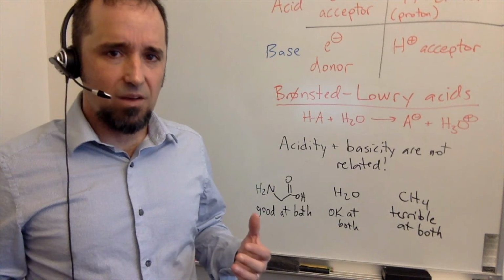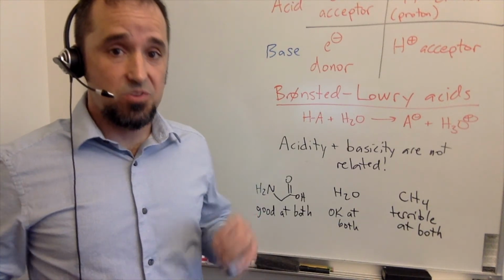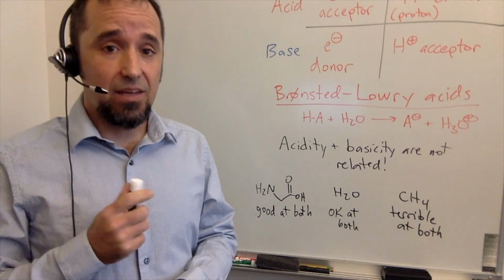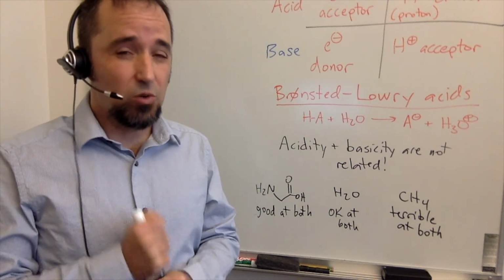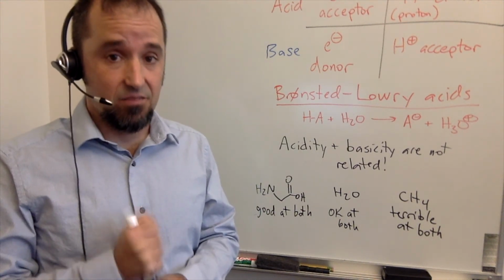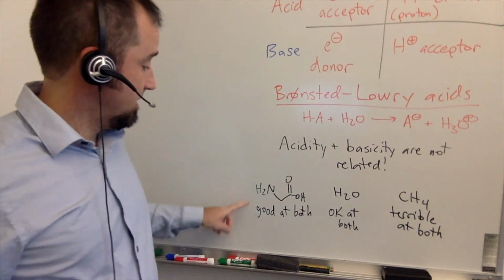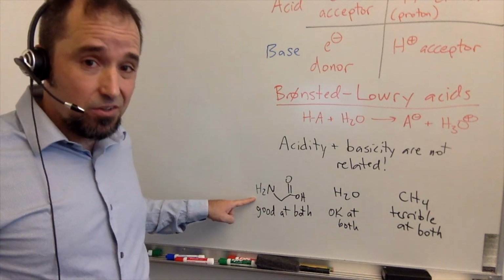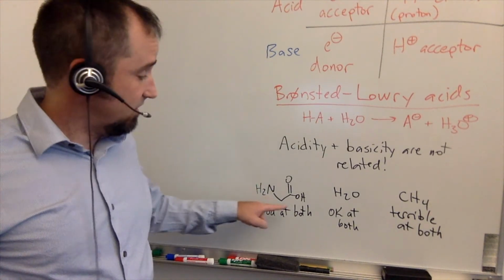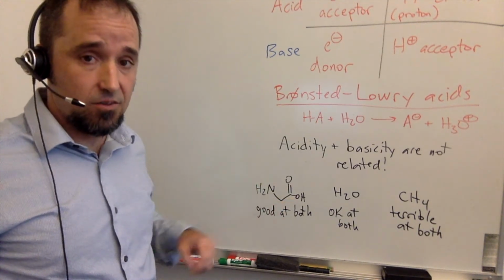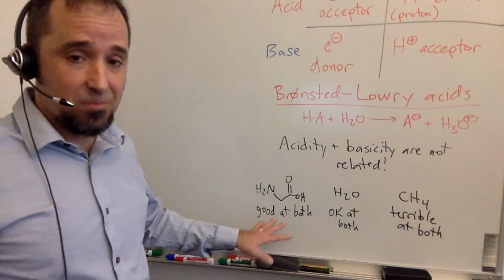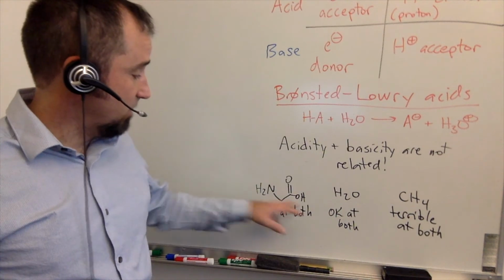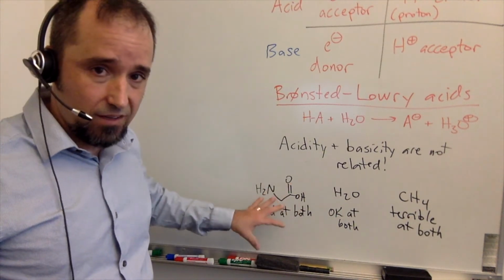The one thing I want to end this video with is to say that acidity and basicity are not related. If something is a good acid, I don't really know about how good a base it is, and vice versa. So for instance, amino acids like this are generally pretty good at both. This nitrogen is pretty basic, this oxygen is pretty acidic. Okay? And so this is an example of something that could be considered both an acid and base, and yes, most of the time it's going to protonate itself and kind of work like that.